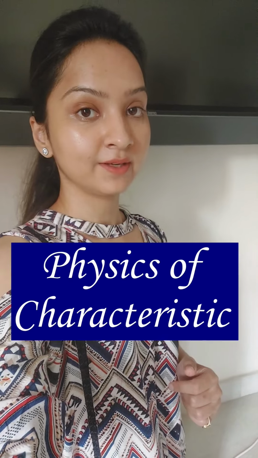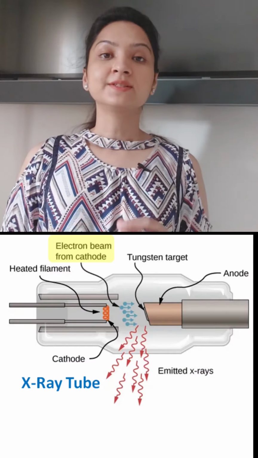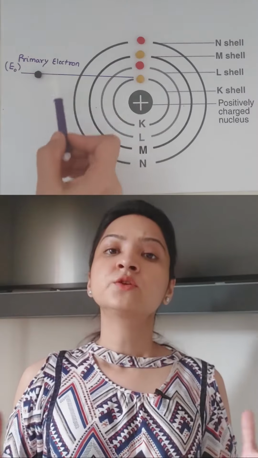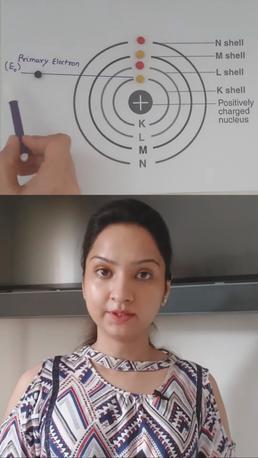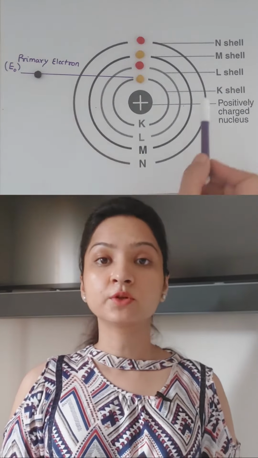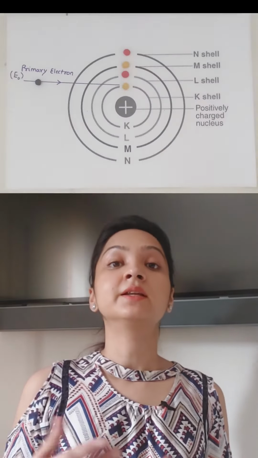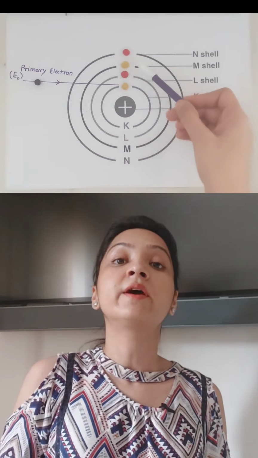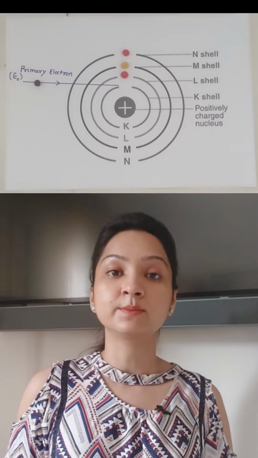Physics of characteristic X-ray production. Now electrons incident on the target also produce characteristic X-rays. So an electron with kinetic energy E0 can interact with the atoms of the target. If it does, it can eject an orbital electron from the inner K, L or M shells. So we say that the atom has been ionized.